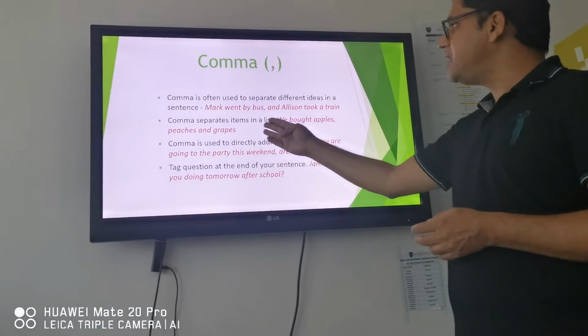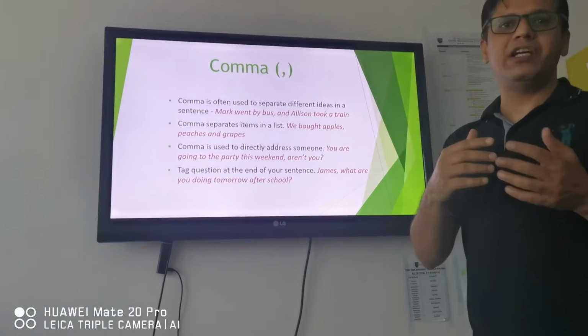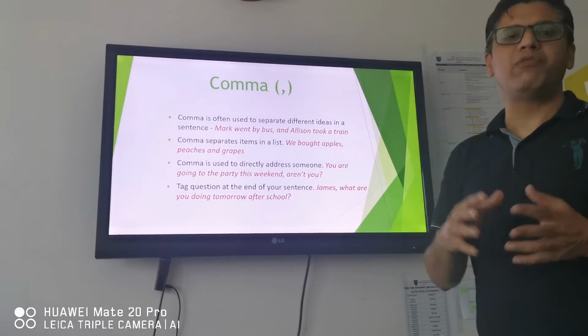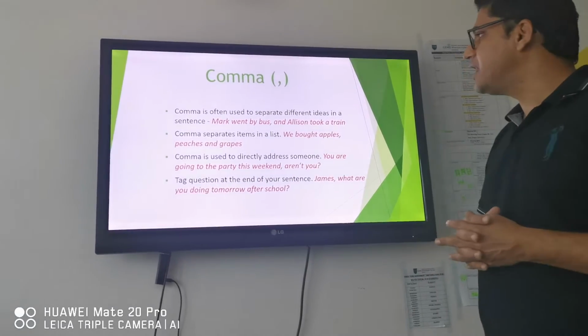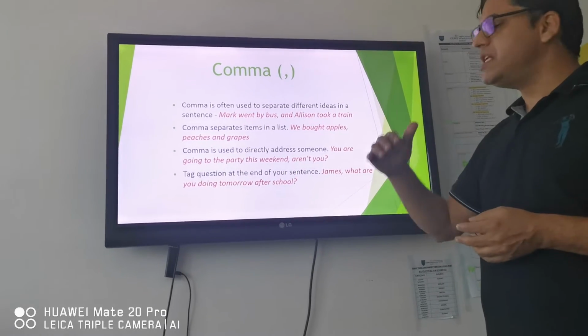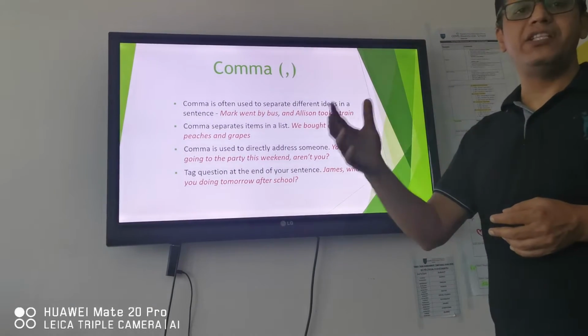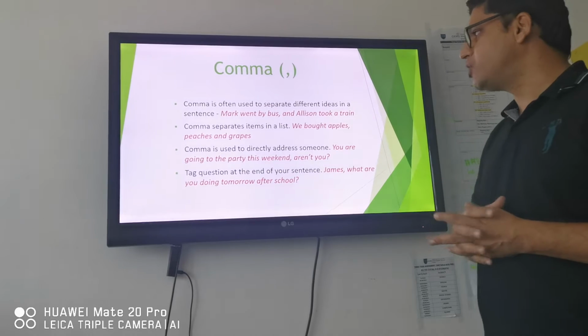Then comma separates the items in a list. So if we are going to give a list or talk about many items, all these items we can list down or separate by commas, like apple, peaches, grapes, orange. So all these we can separate through comma.